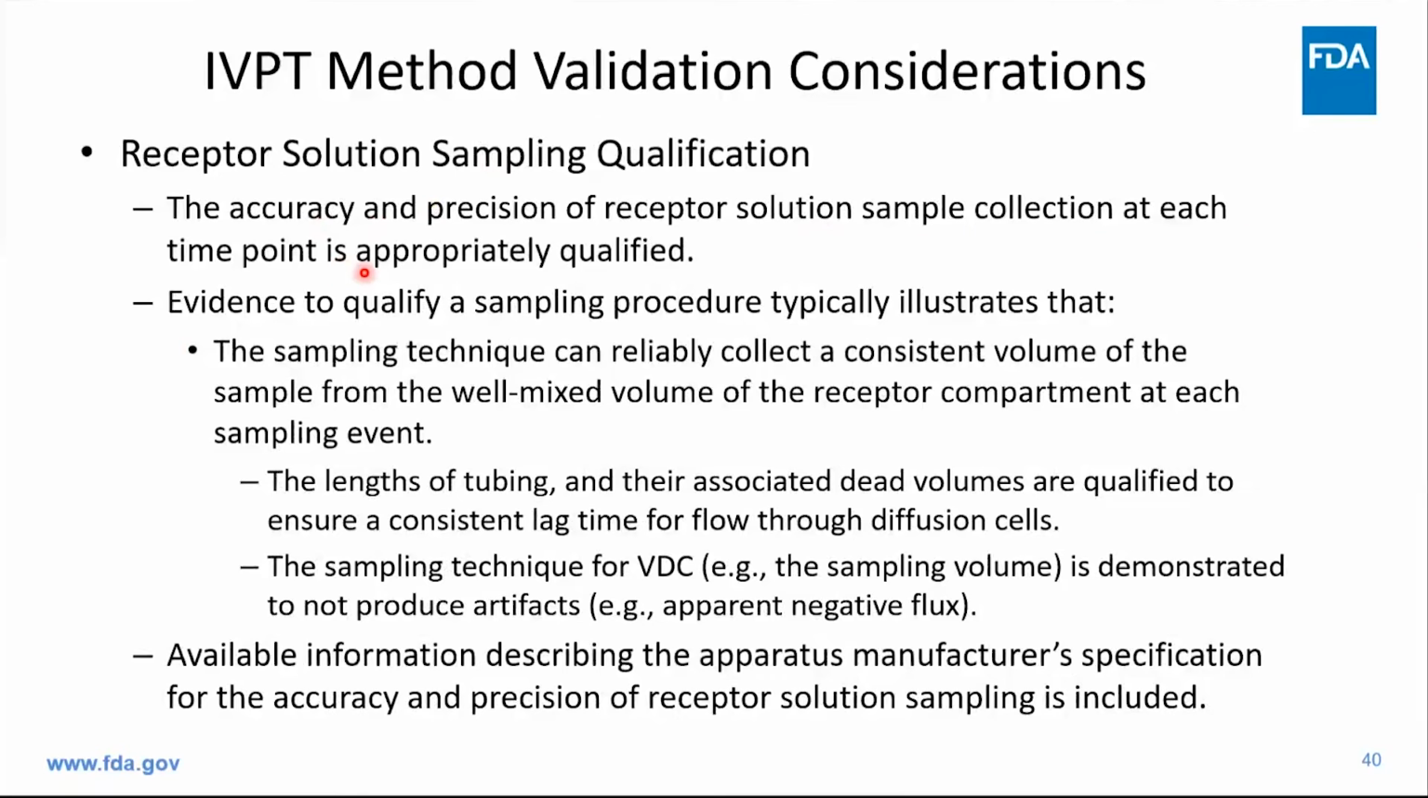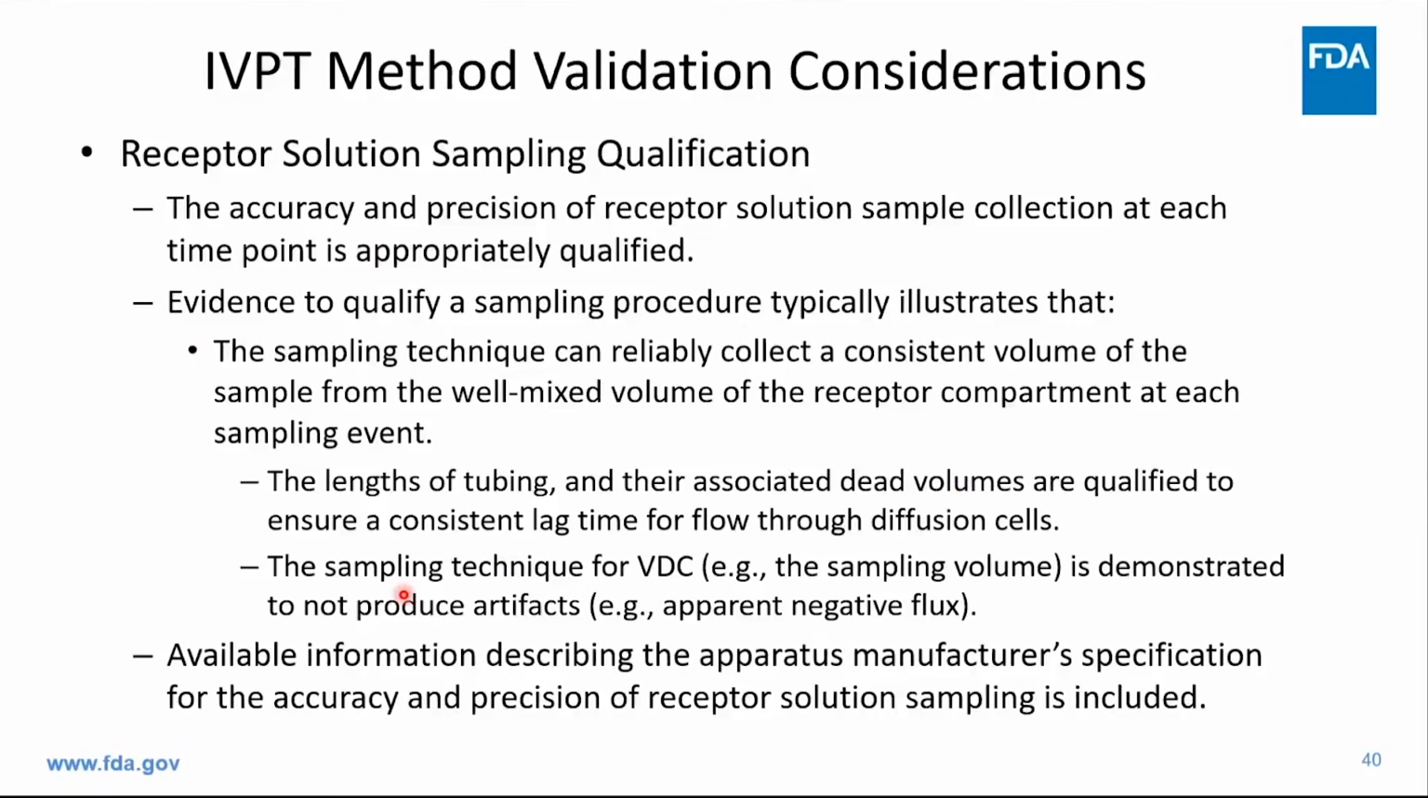And the kind of evidence that you use to qualify this typically illustrates that the sampling technique can reliably collect a consistent volume of the sample from the well-mixed volume of the receptor compartment at each sampling event. If you have a flow-through system, then the lengths of tubing and their associated dead volumes are qualified to ensure that there's a consistent lag time for the flow through the diffusion cells.